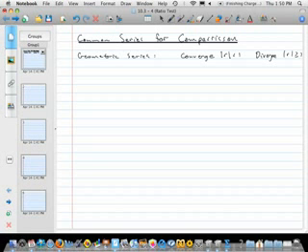I think this, it doesn't really have a name. So the series that converges. So 1 over n factorial converges.